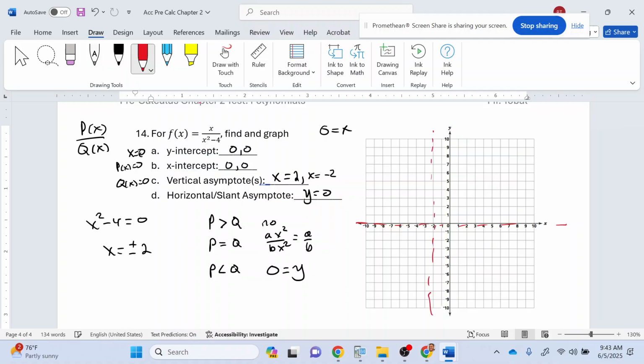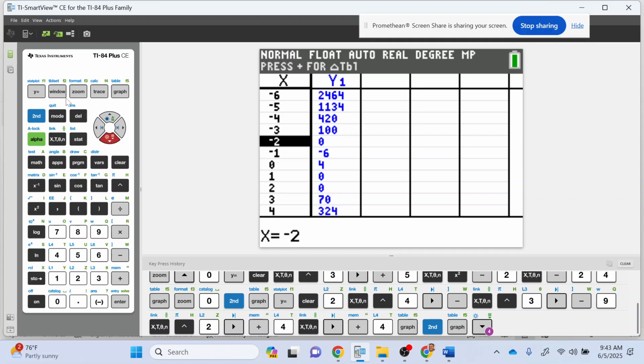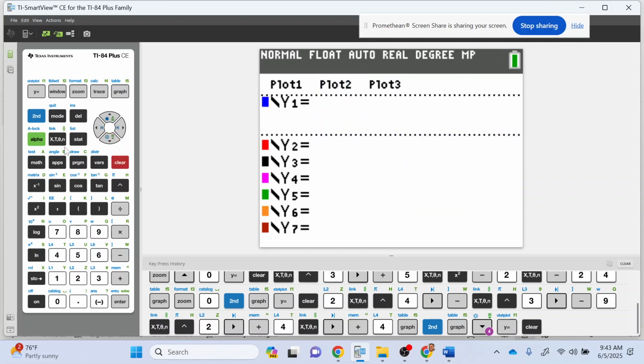Well, luckily for you, you can either A, plug in numbers, or B, you have a calculator, bro. So just go to your calculator. Yes, x over, and just make sure you put it in parentheses or it will not work.